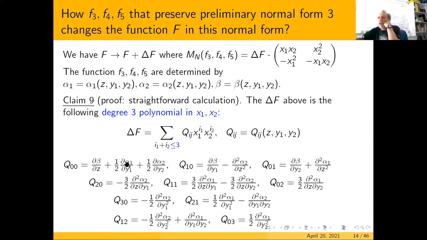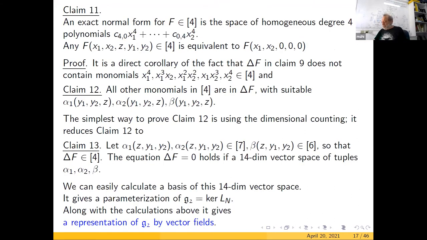For example, what is alpha 1, quasi-homogeneous of degree 7? The weights of z2, yes, we see, for example, z y1 squared. Okay, so that delta F is equal to zero, we have to prove that it gives us a 14-dimensional vector space for the triple alpha 1, alpha 2, and beta. And what is it, delta F equal to zero? It's the kernel of our operator Ln. And what is the kernel of our operator Ln? Exactly the algebra expressed in vector fields. So we check it. It's very easy to solve this equation. We can write an explicit formula, an explicit basis for alpha 1, alpha 2. And simultaneously, we have a parameterization of G2 as the kernel of this operator and the representation of G2 by vector fields.